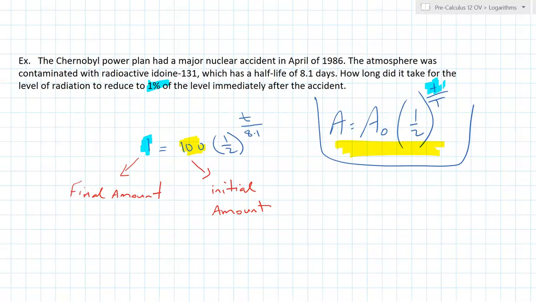The question is, how long will it take for the level of radiation to reduce to 1% so that it's semi-safe to do whatever they needed to do? And we want to compare that to immediately after the accident.